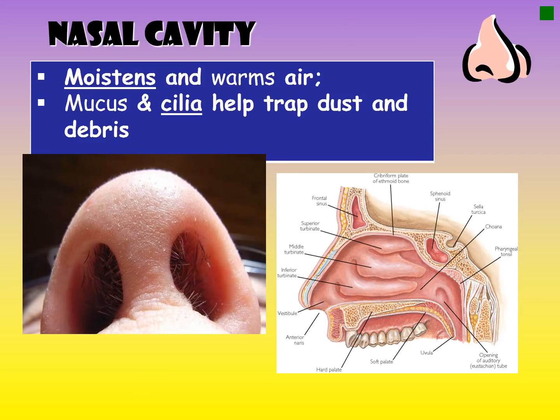We are going to start with the nasal cavity. This is the first place that air enters into your respiratory system. It has a couple jobs. It moistens the air. That means it hydrates it. It adds a little liquid to it. And it warms it up because most of the time you're breathing air that is cooler than your internal body temperature.